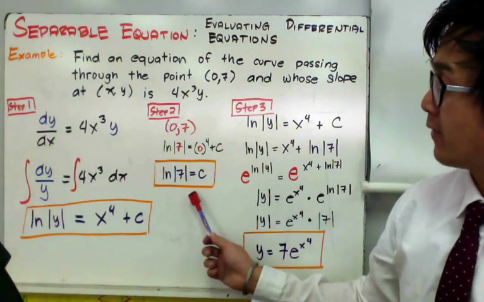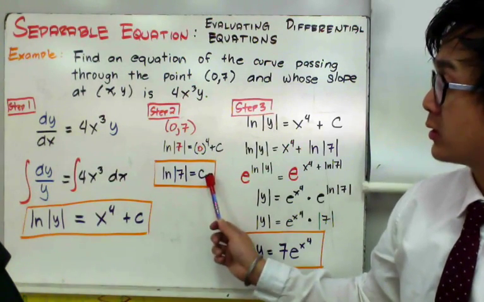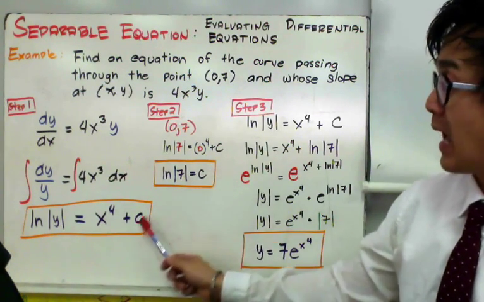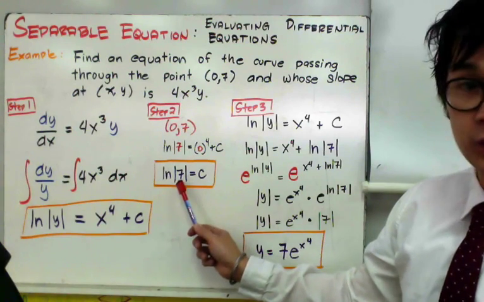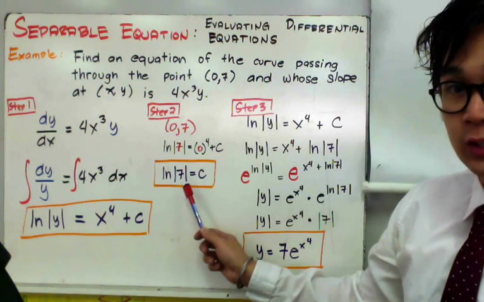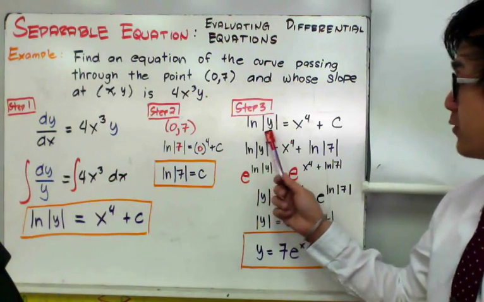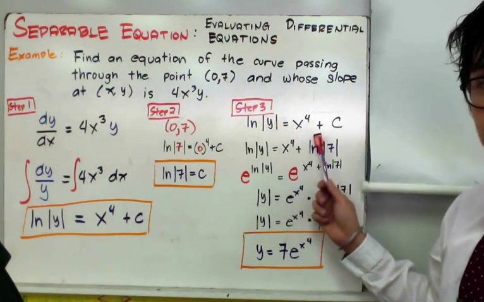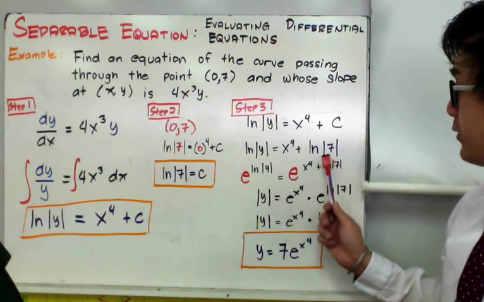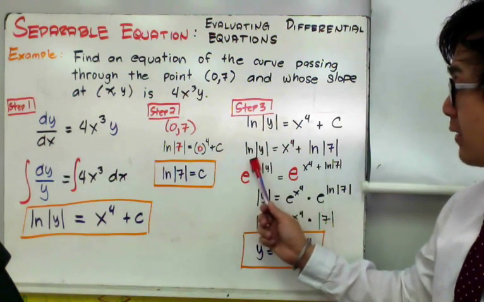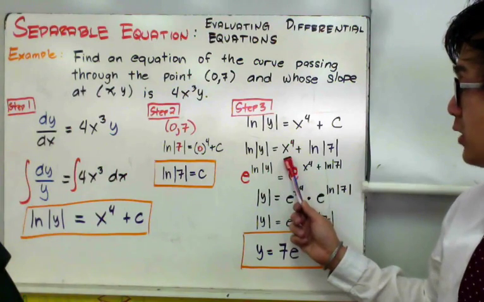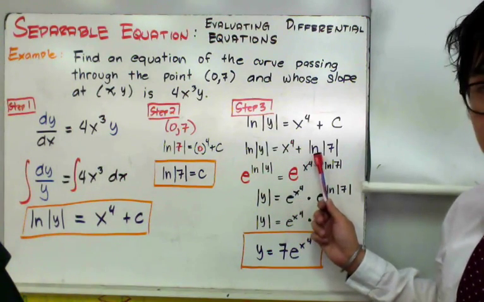So now that we have our constant c, we're going to replace our c here by ln of 7 and simplify the function so we can find the function y. So now we have ln of absolute value of y equal to x to the fourth plus c, replacing c by ln of 7. Now we have ln of absolute value of y equal to x to the fourth plus ln of absolute value of 7.